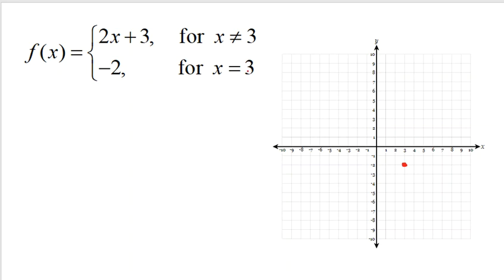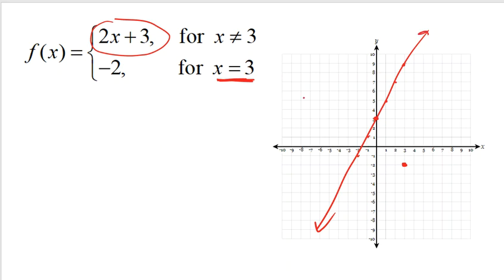Now, for all other points other than 3, I'm supposed to simply use this function. You guys should know how to graph a line. Start at the y-intercept of 3, follow the slope, up 2, right 1, up 2, right 1, up 2, right 1, down 2, left 1, down 2, left 1, and then make a line. Pretty easy, right? Pretty simple. Hopefully your lines are a lot straighter than mine.